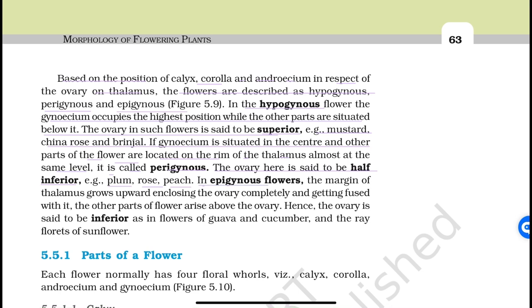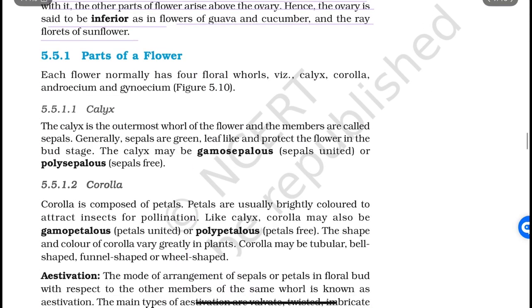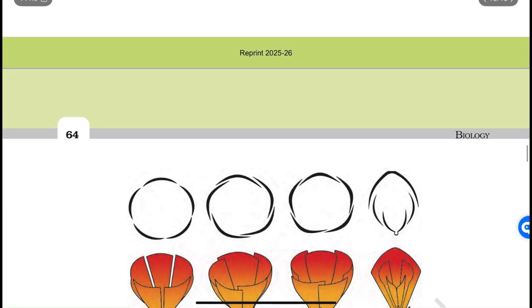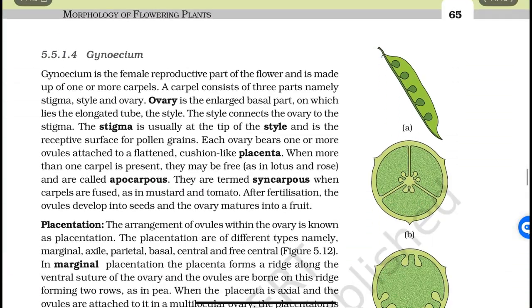In epigynous flowers, the margin of the thalamus grows upward, enclosing the ovary completely and getting fused with it. The other parts of flower rise above the ovary, hence the ovary is said to be inferior, as in flowers of guava and cucumber and the ray florets of sunflower. Parts of flower: calyx, corolla, androecium, gynoecium.